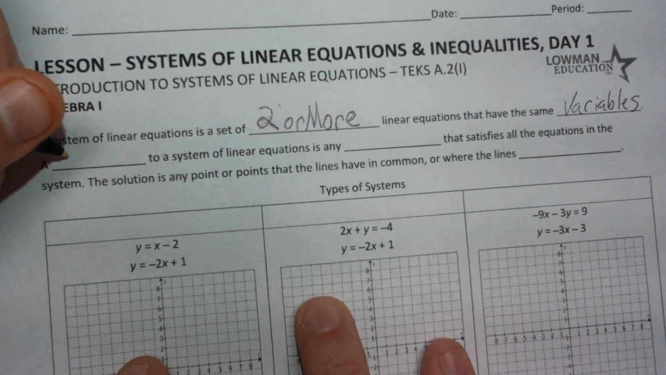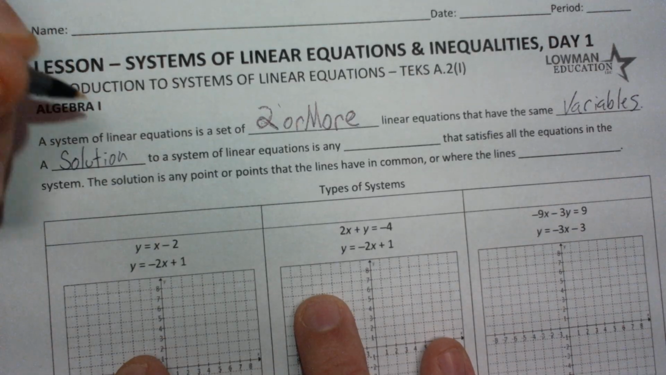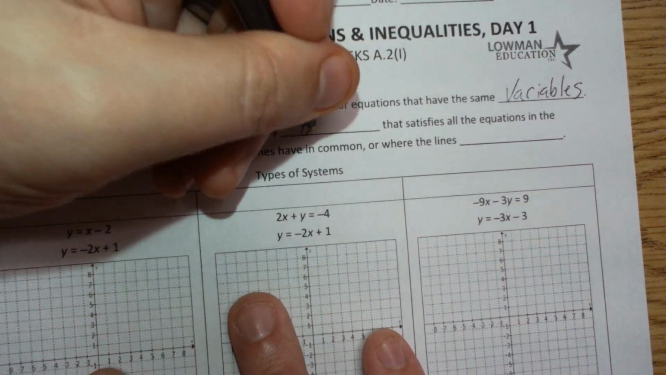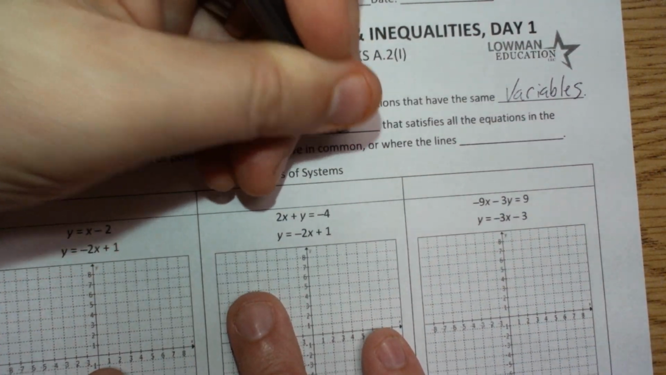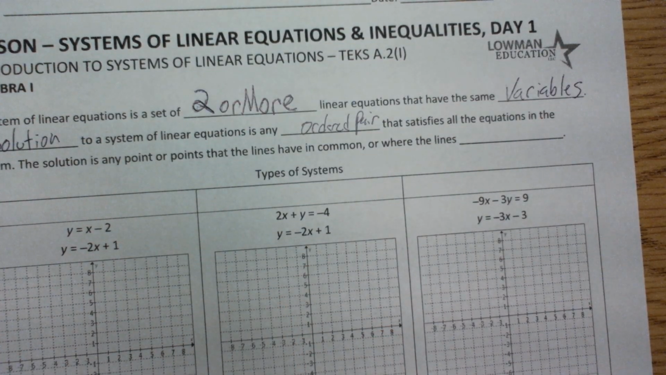And then when we're talking about a solution to the system, that's any ordered pair that satisfies all the equations in the system. So the solution is any point that they have in common, so basically where they intersect. And when we're looking at these, by far the easiest thing to do is if we can graph them.